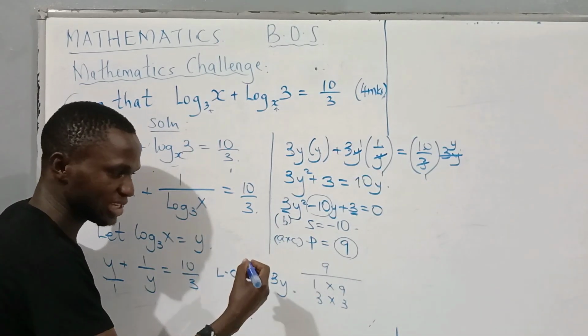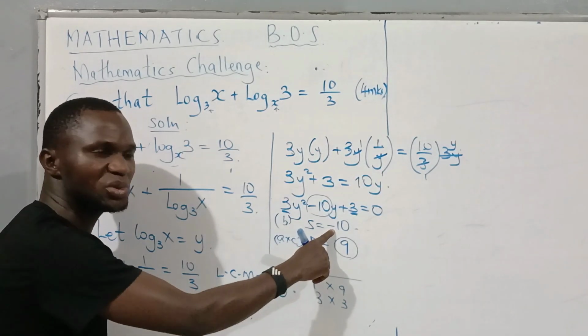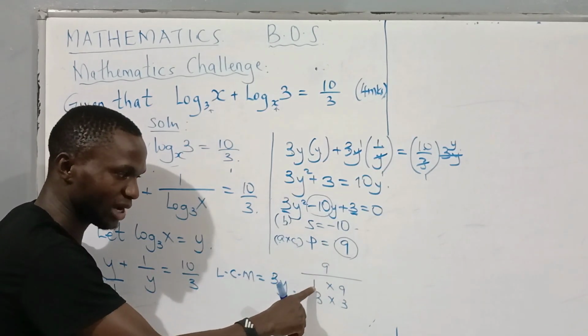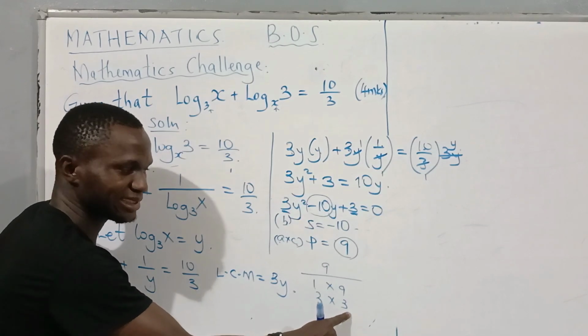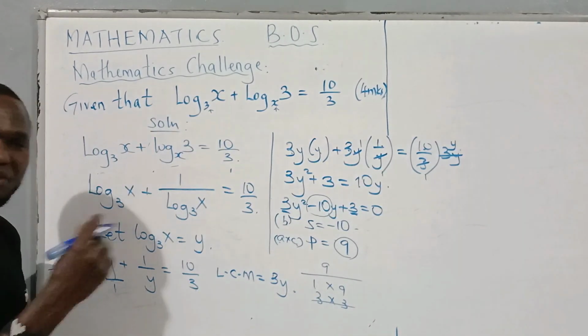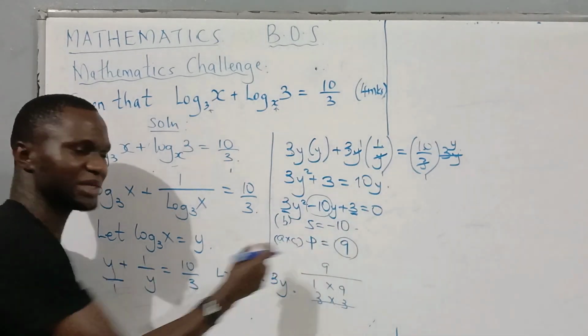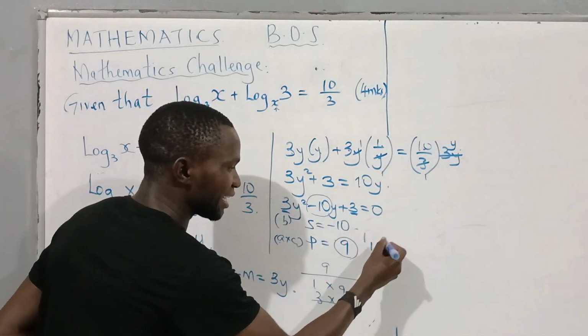You assess. You try and add them and see if the result will be equal to negative 10. Let us add: 1 plus 9 is 10. 3 plus 3, 6. Definitely, I'm going to disregard that because the sum is giving me a value that is lower than what I'm expecting here to be 10. So the values here will be 1 and 9.